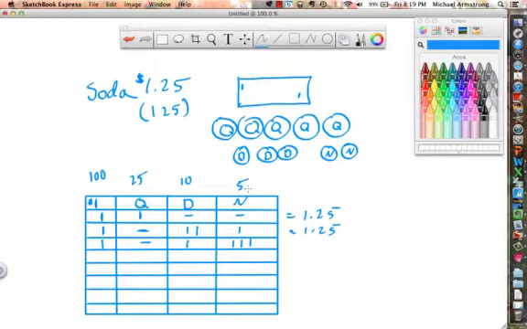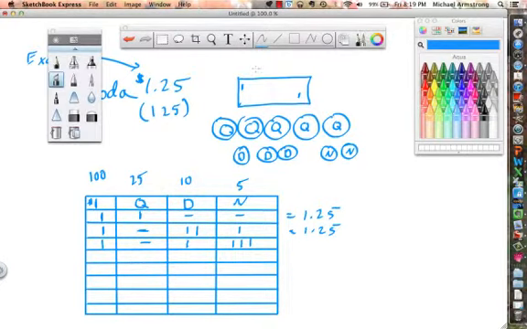I've got 3 dimes, but I can't give them 30 cents. I have to come out exact. That was kind of the rule. Exactly $1.25. So I'm going to have to erase that. That is not going to work. I can't do any other ways to use $1.